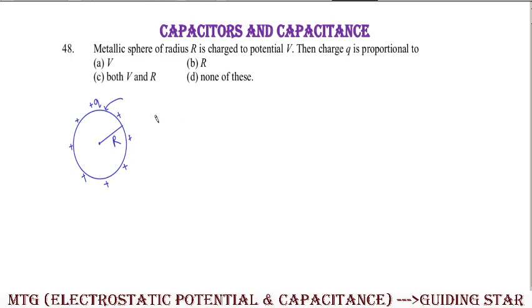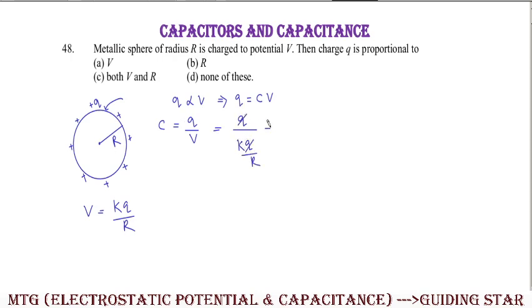So what will be the capacitance of this sphere? We know there is a general formula: q is proportional to V, that means q equals C into V. So the value of C will be equal to q upon V. What will be the potential of this metallic sphere if it is charged by q amount? The potential will be nothing but kq upon the radius of the given metallic sphere, so C is q divided by kq over r.